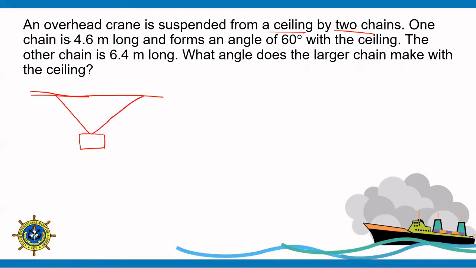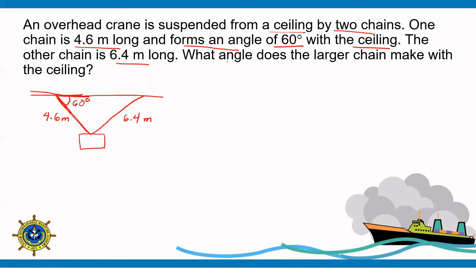Now it says here, one chain is 4.6 meters long. So kung assume natin na ito ang first chain natin, this one daw is 4.6 meters. And sabi dito, it forms an angle of 60 degrees with the ceiling. So ito yung ceiling, ito po yung chain, ito po yung angle na 60 degrees. Then the other chain is 6.4 meters long. Yan, so ito yung second chain natin.